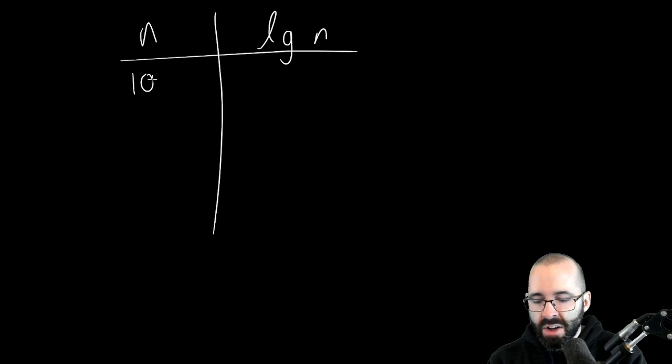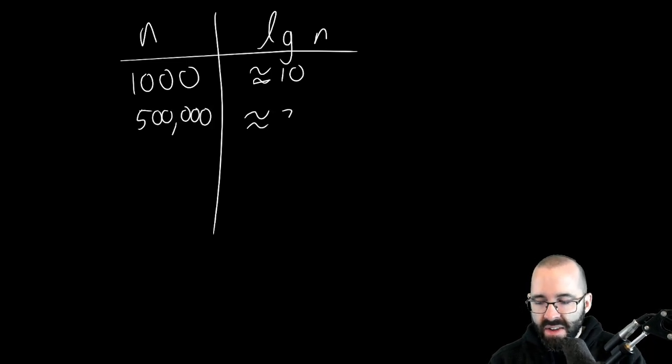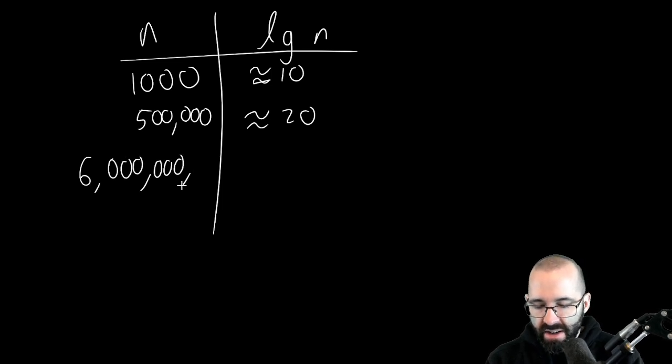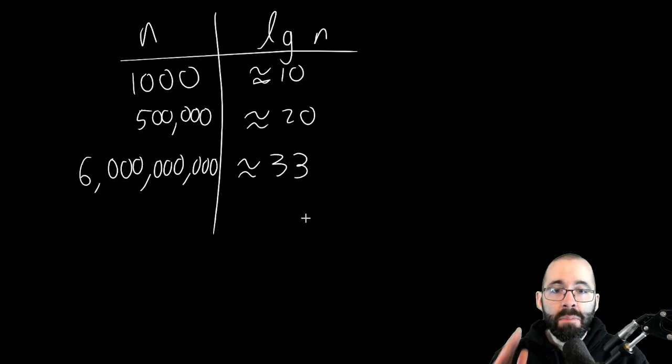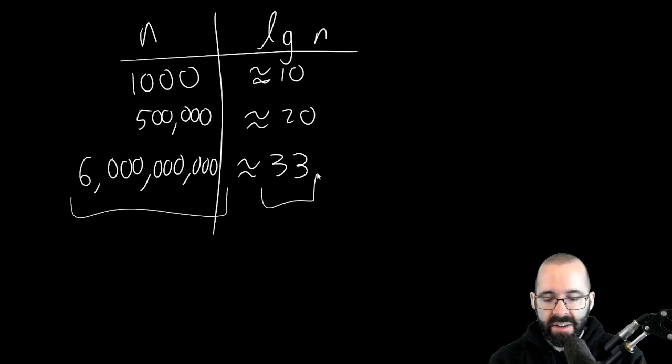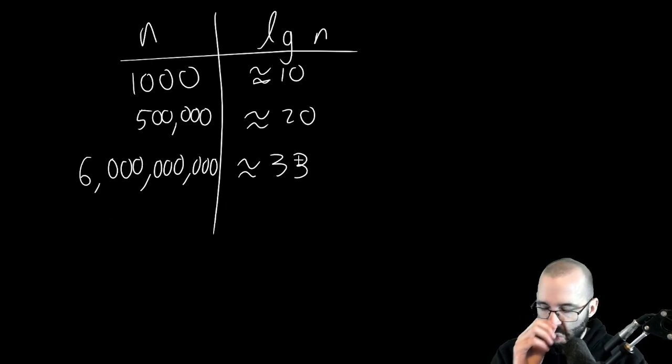We've already covered the point of the video, but just to really show how logs work: if you look through 1,000 things, the log of that is about 10. To look through 500,000 things, the log of that is about 20. To look through 6 billion things, the log of that is around 33. So having something big O of log n is super nice. We can deal with very large things with very few steps, and that is wonderful.